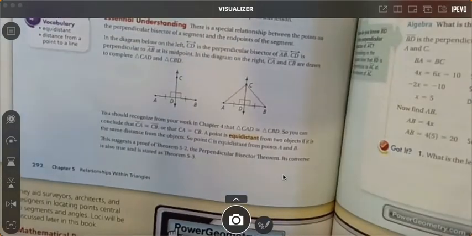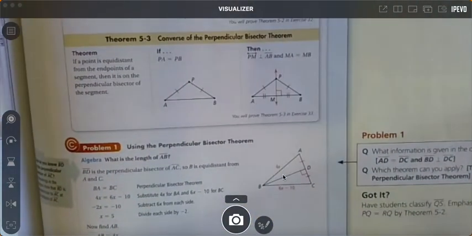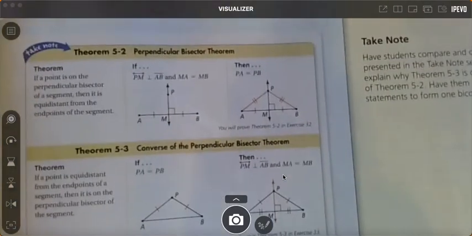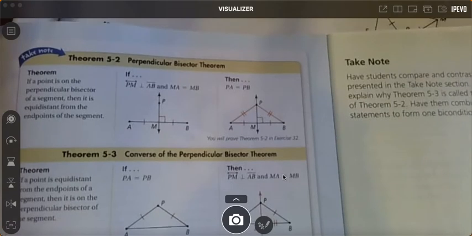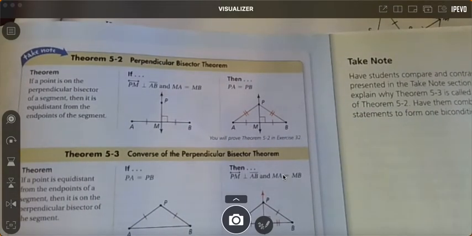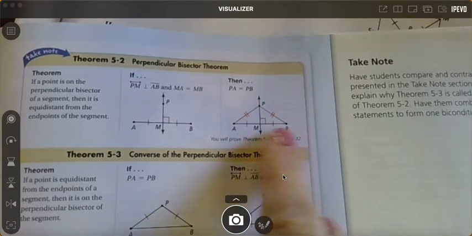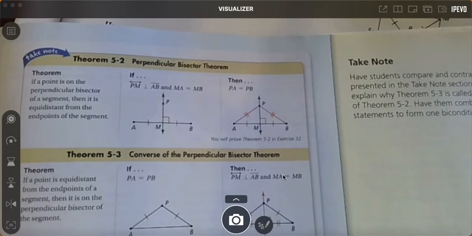We're looking at perpendicular and angle bisectors. What does it mean if something's perpendicular? Yeah, 90 degrees. Perpendicular means that it makes a 90-degree angle, and bisector means it splits it into 2 equal parts. If it's an angle bisector, it splits the angle into 2 equal parts. If it bisects a side or a line, it splits it in 2 equal parts. So that's what those things mean.